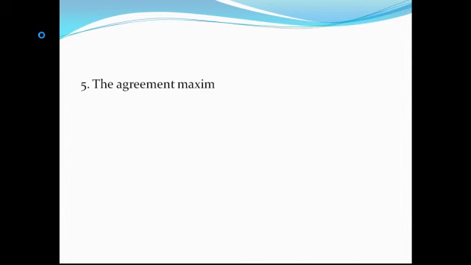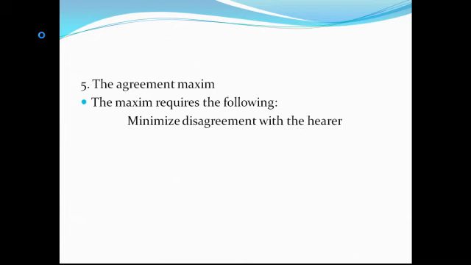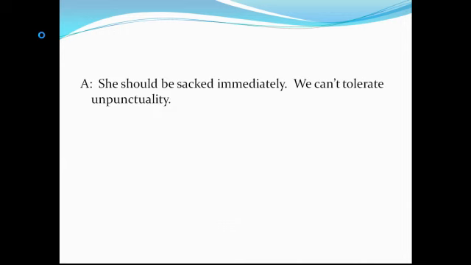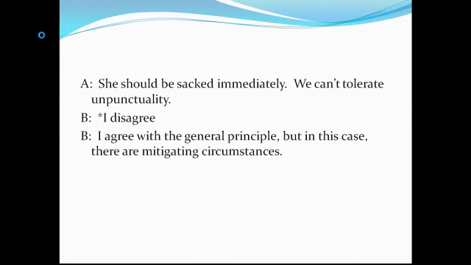The fifth maxim is called the agreement maxim. The maxim requires the following: minimize disagreement with the hearer, maximize agreement with the hearer. A typical strategy in this case is to begin with partial agreement before expressing disagreement. Consider the following conversation. A says she should be sacked immediately. We can't tolerate unpunctuality. B says, I disagree. In another instance, B says, I agree with the general principle, but in this case, there are mitigating circumstances.